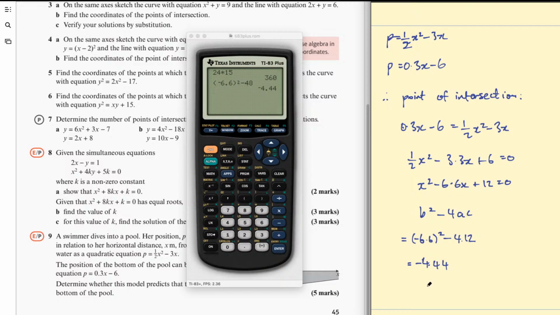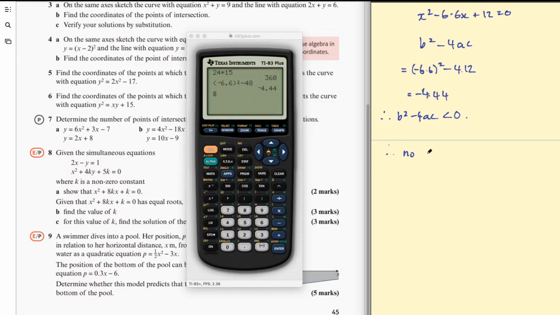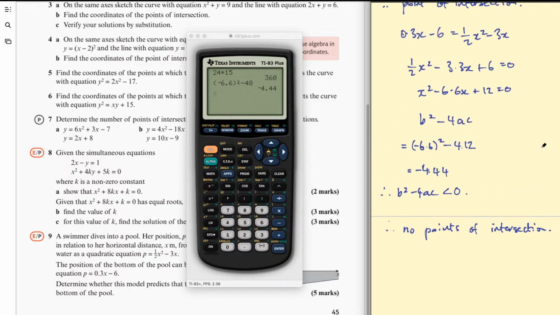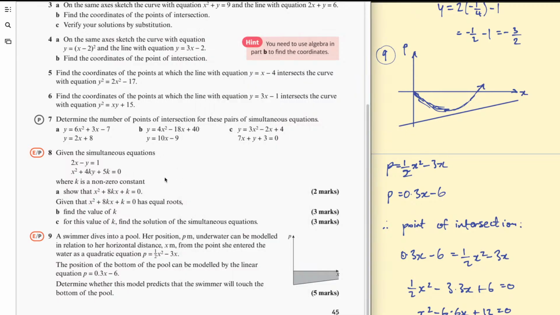And remember what that means if the discriminant is less than 0. So therefore b squared take 4ac is less than 0. That means there are no points of intersection. So that means this diagram was pretty accurate. The swimmer dived and she did not hit the bottom of the pool. The straight line of the bottom of the pool does not intersect with the quadratic of her dive, so she's safe. She did not get brain damage, which is great.